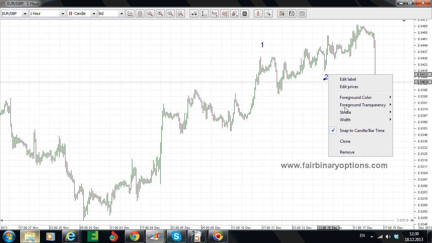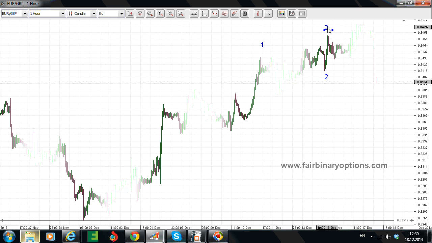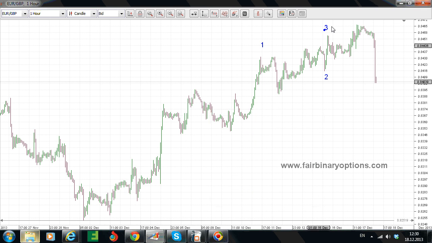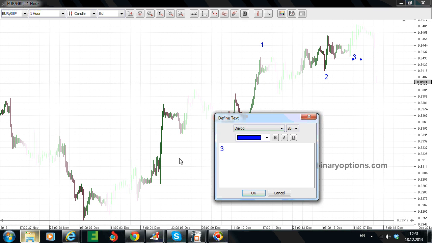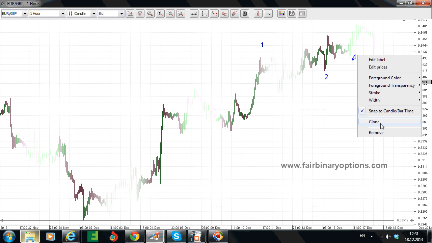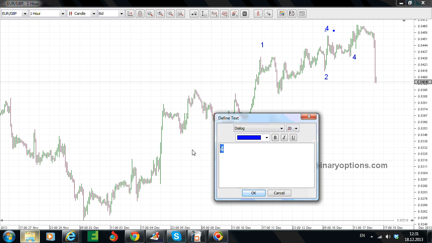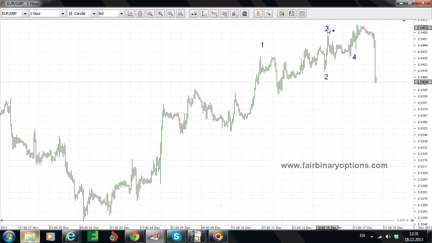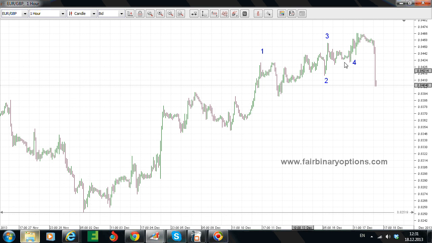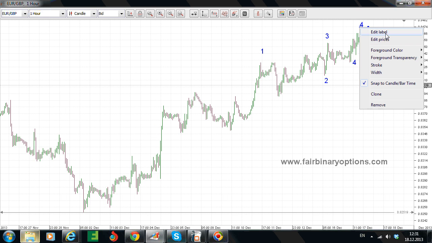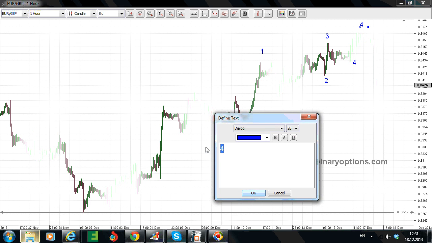Then of course the third wave to the upside, 1, 2, 3. Then a fourth wave to the downside in the form of a contracting triangle here. So 1, 2, 3, 4, and this to be a fifth wave, and there you go. Our rising wedge is completed.